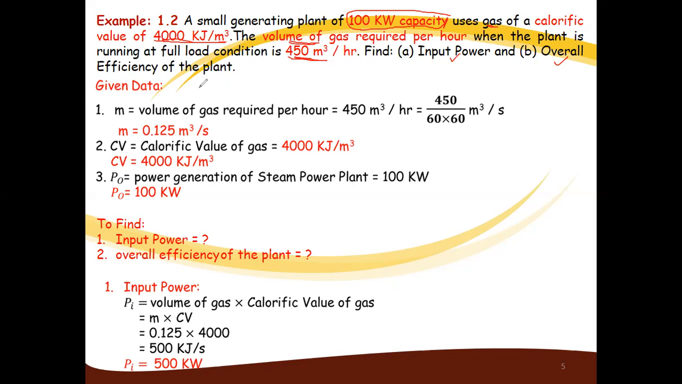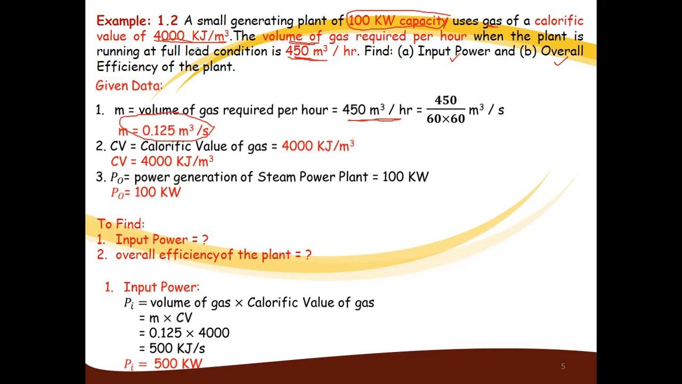In this case, mass flow rate is not given, but volume is given. So say M is equal to the volume of gas required per hour, which is given as 450 meter cube per hour. Now we have to convert. Meter cube is there already, so we have to convert hour into seconds. So 450 divided by 60 into 60. So we get the volume of the gas as 0.125 meter cube per second.